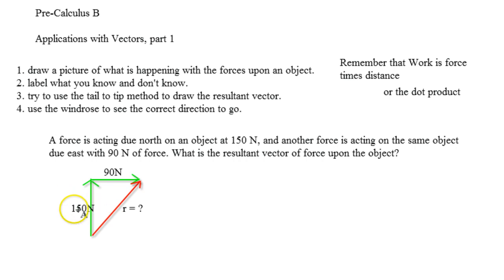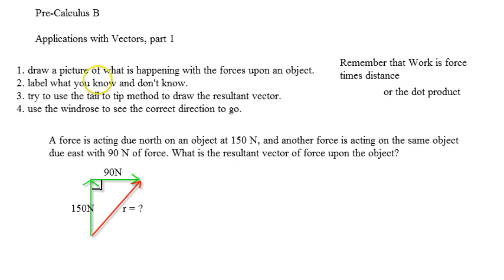Labeling what I know and what I don't know. I make sure I label it 150 and 90 newtons just so that I keep track of both my units and my numbers. Okay, and I'm using the tail to tip method to just really help out. And the arrows, well, this one's pretty easy because it's due east. So it's just straight to the right. Now the cool thing is that when I'm doing this, I'm actually creating a right triangle.